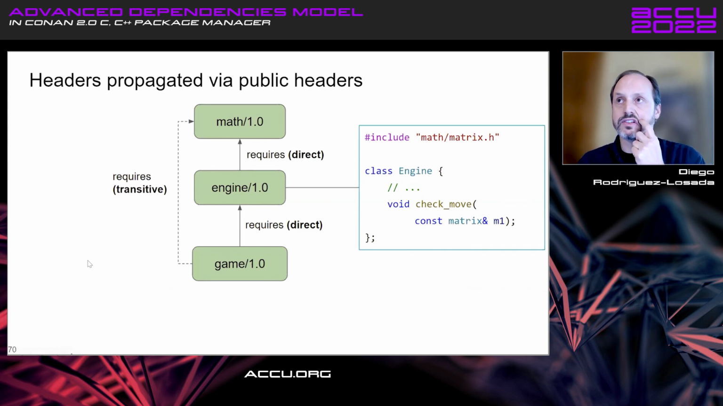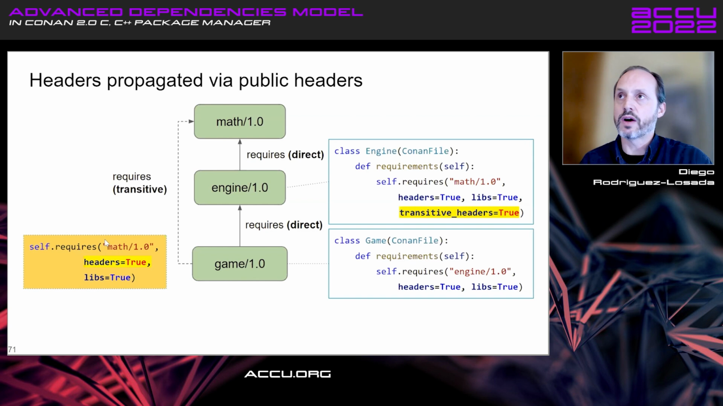Okay, so this is great, this is looking great, right? Until someone tells you, hey, but I have this. I have in my engine package some classes that use matrix, and I have an include directive here that is using things from math. That means you cannot remove the headers from math in game. They should be visible because the preprocessor is going to need them there. Then with this, you have just broken this.